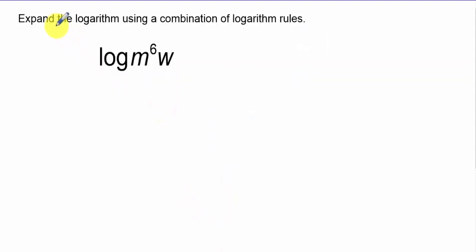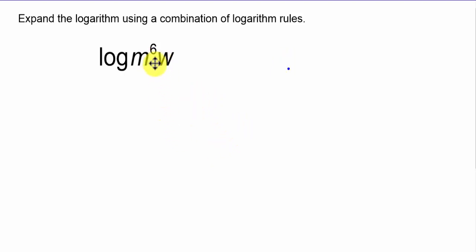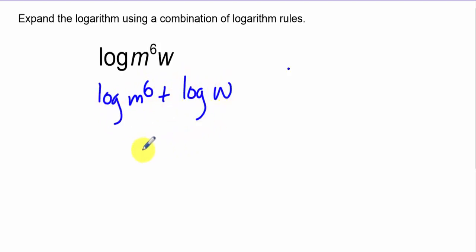Now they're going to want us to expand the logarithm using a combination of the log rules, so I'm going to break this apart as far as it'll go. This is a product, so I'm going to break that apart first into our addition. So this is the log of m to the 6th plus the log of w. Remember the base is 10 in this case.